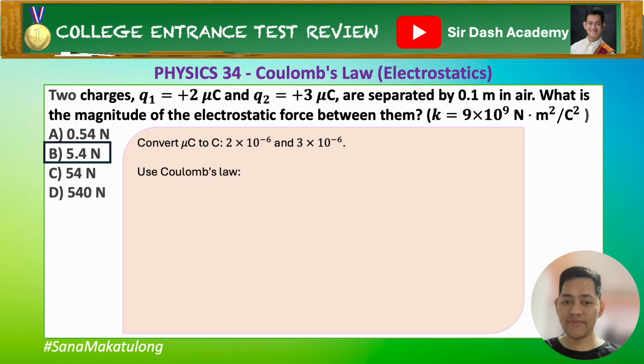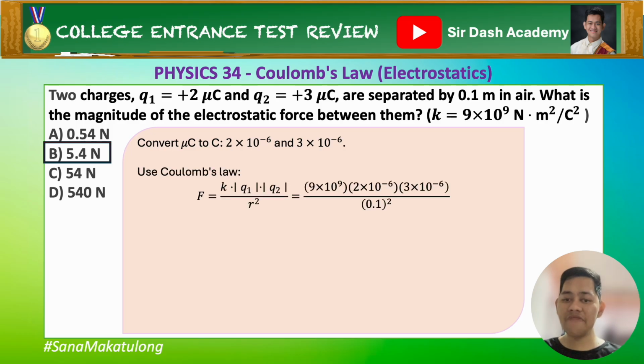Okay. Coulomb's law. F equals K absolute value Q1 times absolute value Q2 all over R squared kasi magnitude nga. Then we can plug in 9 times 10 raised to 9 tapos 2 times 10 raised to negative 6 times 3 times 10 raised to negative 6 all over 0.1 squared.